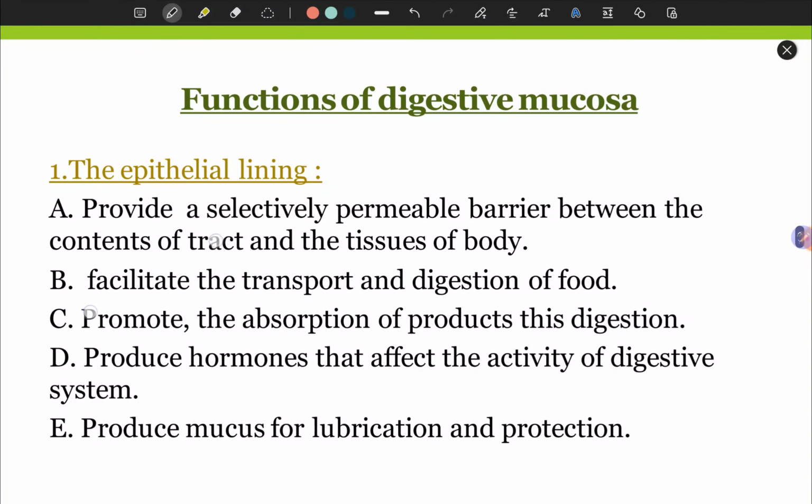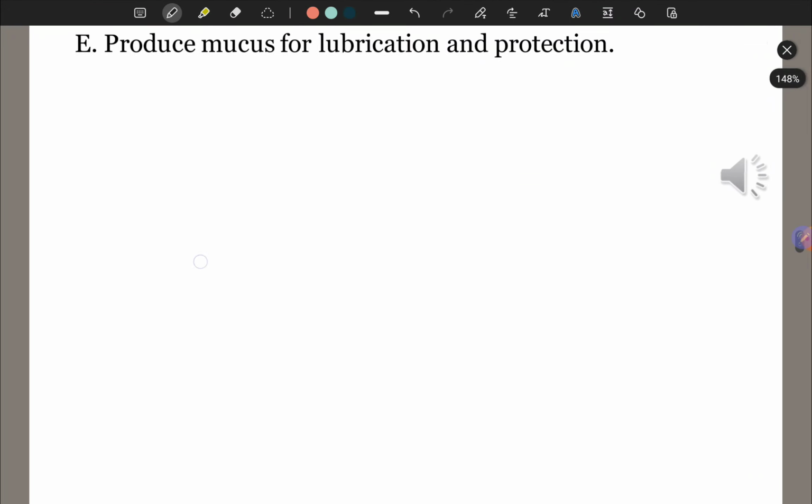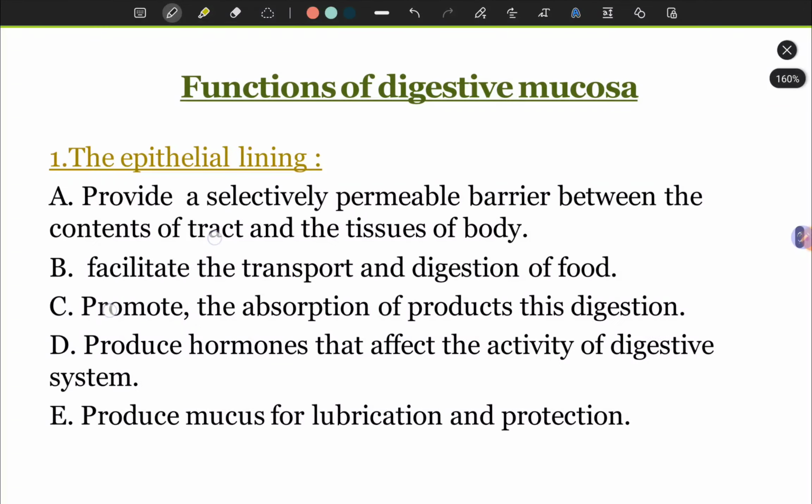The functions of the digestive mucosa in general, starting from the epithelium lining: it provides a selectively permeable barrier between the contents of the tract, the digestive material, and the tissues of the body. It facilitates transport and digestion of food, promotes the absorption of products of digestion, produces hormones that affect the activity of the digestive system, and produces mucus for lubrication and protection. Each cell of this digestive mucosa has its specific function, according to the cell type.